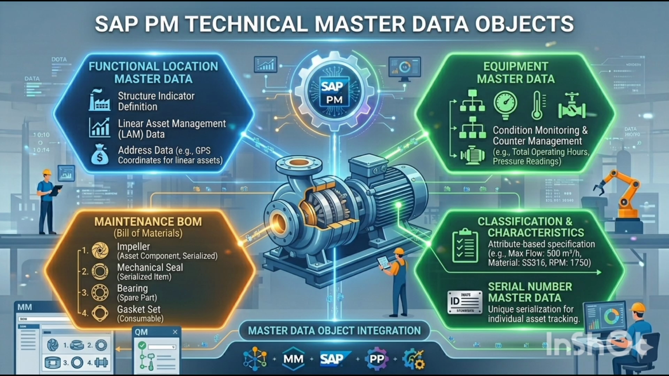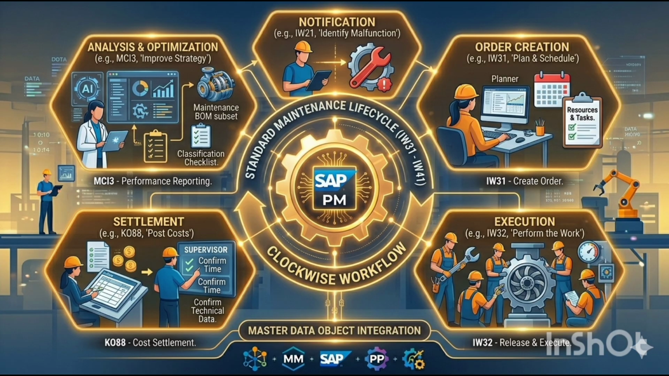So next we have standard maintenance cycle. In this image you can see the clockwise workflow of a standard maintenance order moving through 5 critical stages. Number 1. Notification IW21. It is identifying a malfunction and reporting it. Order creation IW31. A planner schedules the work, assigns resources, and lists tasks.